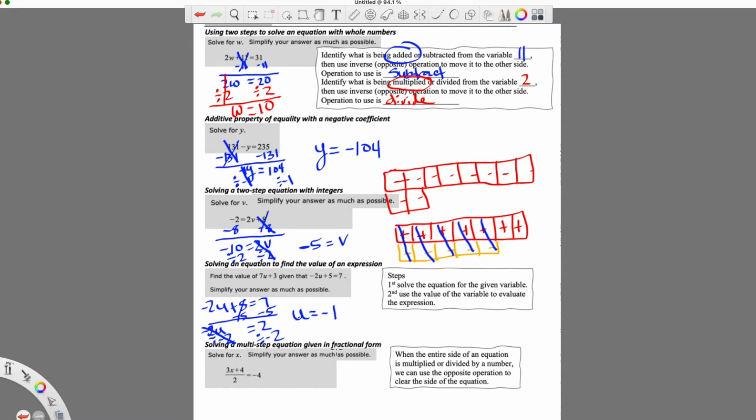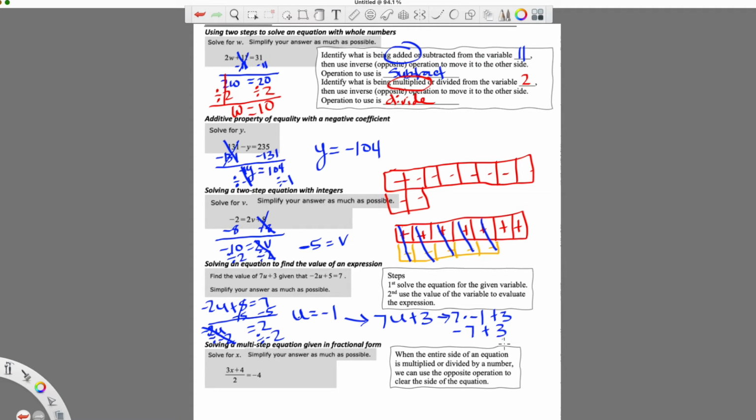All right, we're not done yet, because what they want to know is what does this expression equal? So find the value of 7u plus 3 given this equation. So we solved the equation. Now I have to plug it into 7u plus 3. So it's 7 times -1 plus 3. So I get -7. 7 times -1 is -7 plus 3.